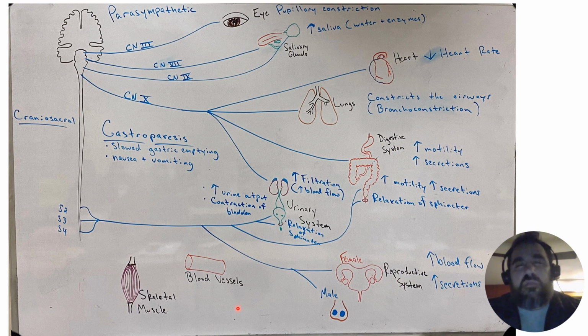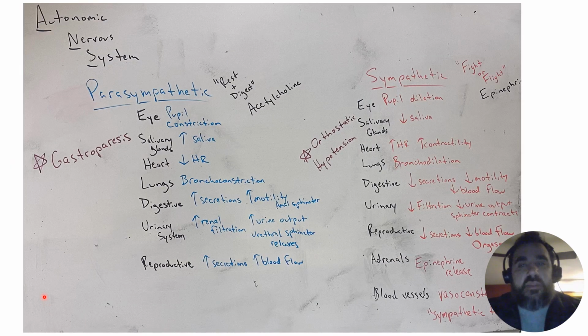T1 to T4 or 5 go to the heart and lungs, and then the rest are broken down into the greater, lesser, least, and lumbar splanchnic nerves, which you don't need to know. Anyway, here's this crappy chart, because I forgot to put that on there.